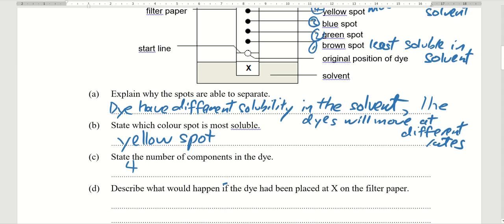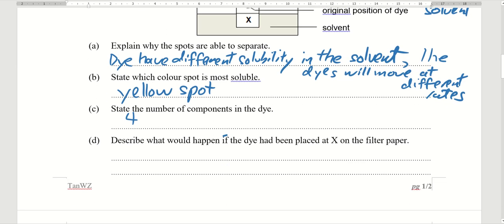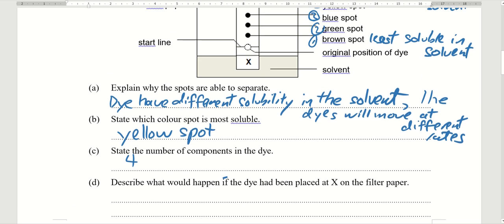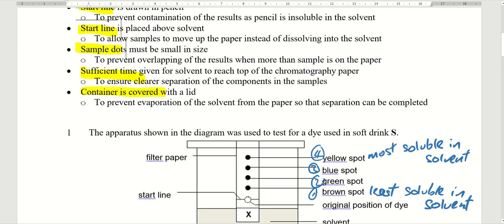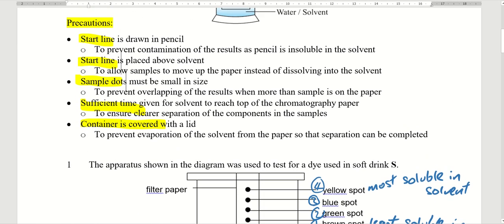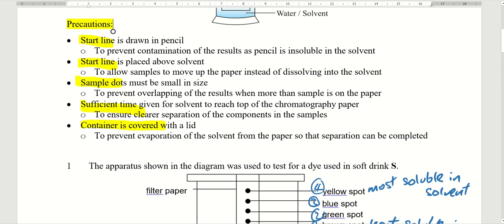Next, describe what will happen if the dye has been placed at X on the filter paper. If my dye is placed at this position, the X, what will happen? If you look back at the top here, the answer is already present. So where is the answer? The answer is actually down here.